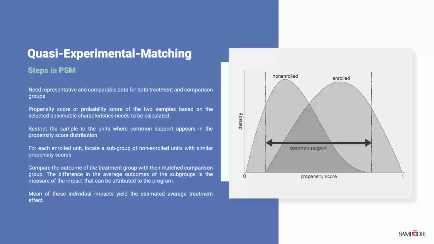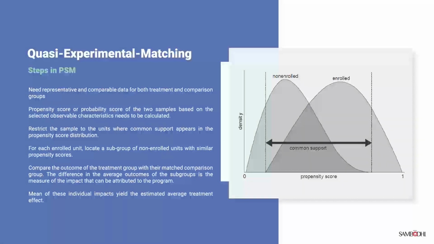There's another approach to quasi-experimental research known as matching. This approach requires both representative and comparable data for the treatment and comparison groups. The propensity score or probability score of the 2 samples based on the selected observable characteristics needs to be calculated. We need to restrict the sample to the units where common support appears in the propensity score distribution. For each enrolled unit, one has to locate a subgroup of non-enrolled units with similar propensity scores.